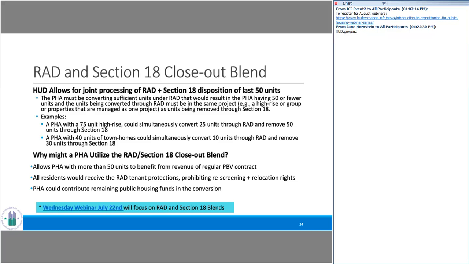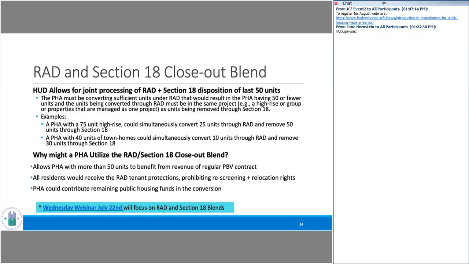So you can be more than 50 units, based on the fact that we also have a RAD 75% blend. Usually if you're up over 200 units, you're probably better off looking at that blend because you get more. But with this one, you'll get a full 50. So let's say you have a 75 unit high rise, you can do 25 units under RAD and move the other 50 units under Section 18.